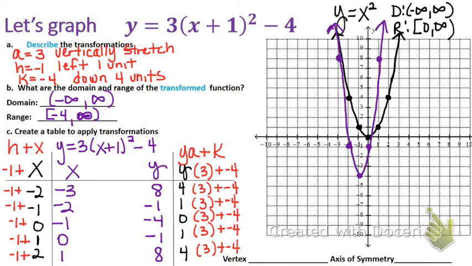The vertex is the lowest point on the parabola. So the very lowest point on the purple parabola is actually at -1, -4, which, if you remember, is our H and K. The vertex will always occur at H and K. The axis of symmetry is the vertical line that would divide this parabola into two halves. And that vertical line would occur at x equals h, which, again, is -1. So, you've graphed your first parabola. Let's do one more.